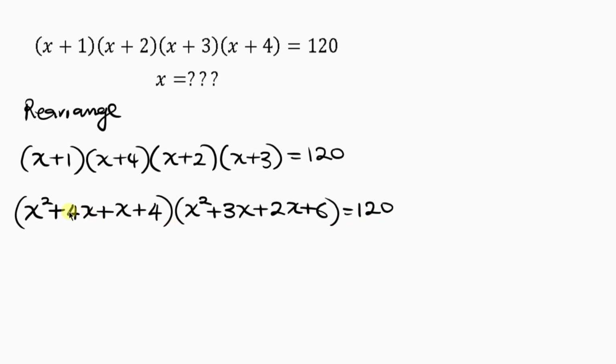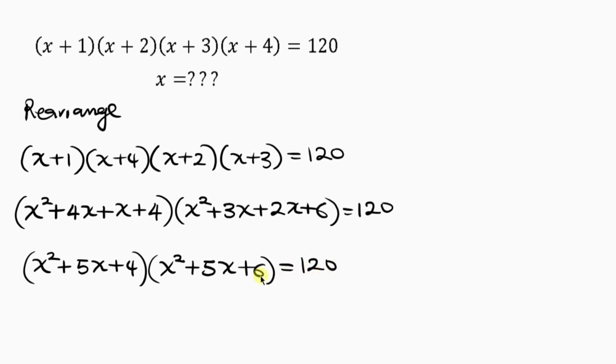Now let's simplify what we have in this bracket. So this is x squared plus 4x plus x, I'm going to have 5x, plus 4, which is what I have here. This is what I have in this bracket. So what I have in this other bracket will be x squared, now 3x plus 2x, I'm going to have 5x, and now plus 6, equal to 120.